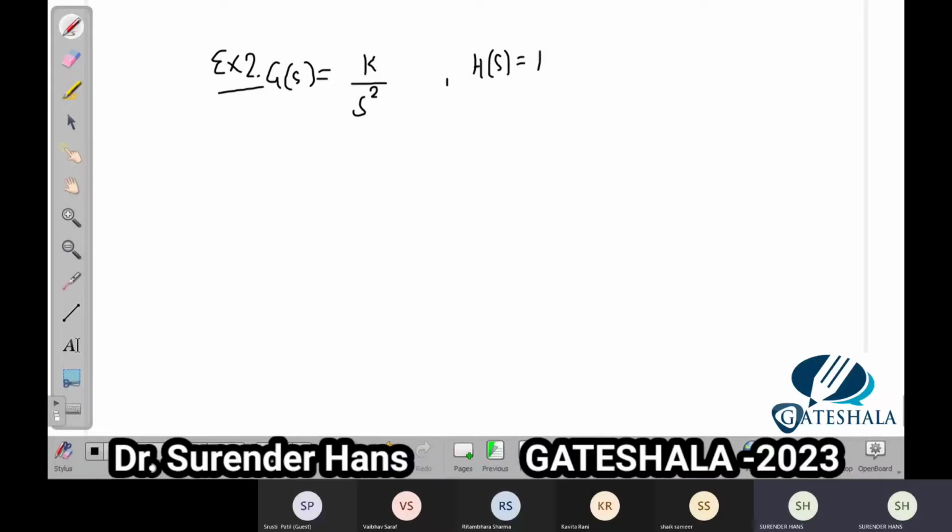Correct? Now again, who will give me the closed loop poles? 1 plus G(s)H(s) is equal to 0. First let me clear one thing. The poles are always responsible for the stability. Zeros are not responsible for the stability. We will clear this concept when the full-fledged subject is covered. So now the closed loop poles, who will give them? 1 plus G(s)H(s) is equal to 0. Clear?